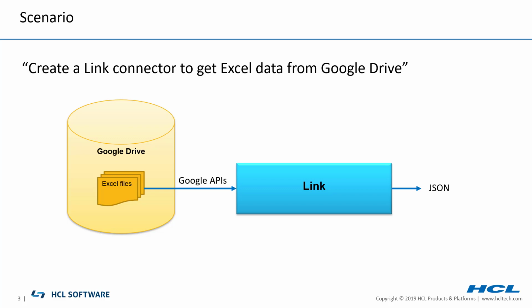The goal of this demonstration is to show how you can use Link to create a connector that will get Excel data from Google Drive. So these are Excel files stored in Google Drive. Bring those files down and transform them into JSON, and then expose all of this as a readily consumable connector.